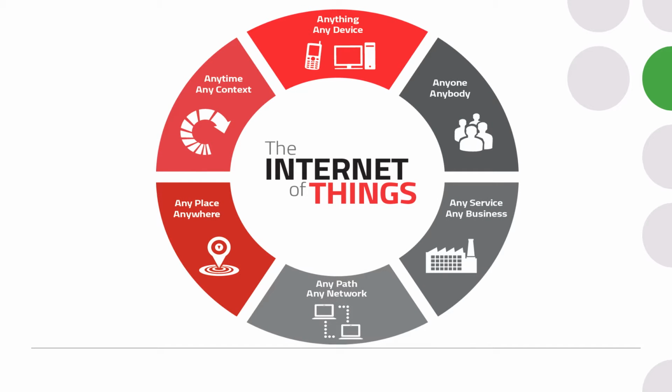Here we will talk about the 6 A's of IoT, which says anything, any device, anyone, anybody, any service, any business, any path, any network, any place, anywhere, anytime, any content. Basically, these 6 A's revolve around the data only.